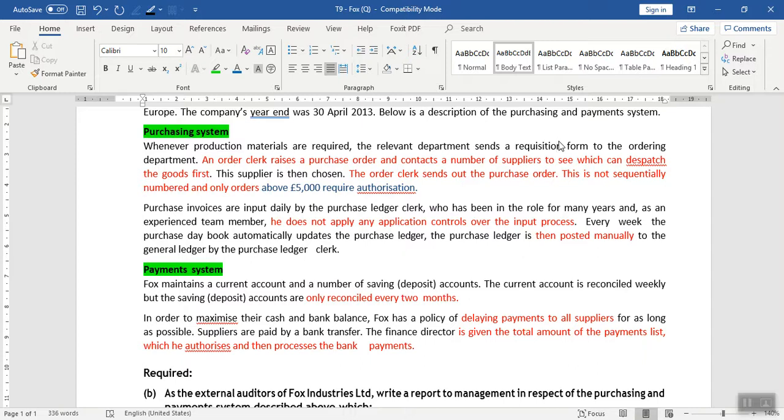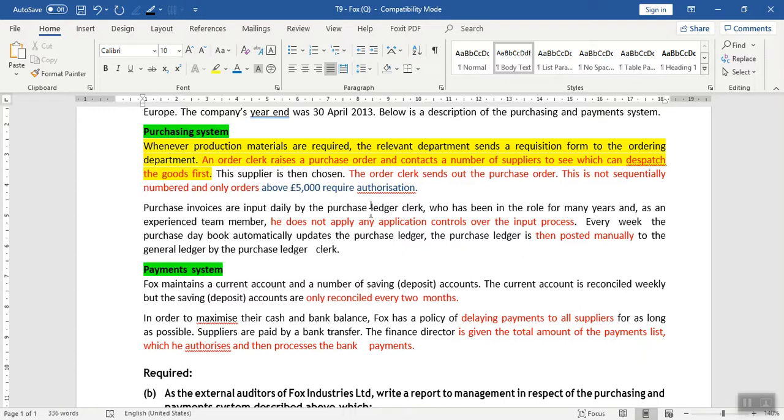So here an order clerk raises a purchase order. Can you see or not? After the relevant department sends the requisition form to the ordering department, the order clerk receives it, raises a purchase order form, and contacts a number of suppliers to see which can dispatch the goods first. Now I want to focus on this yellow box. Do you feel like something negative might happen or not? You don't think so, because it looks like everything is normal. The relevant department sends a form to the ordering department, and the ordering department raises a purchase order and contacts a number of suppliers to see which can dispatch the goods first.